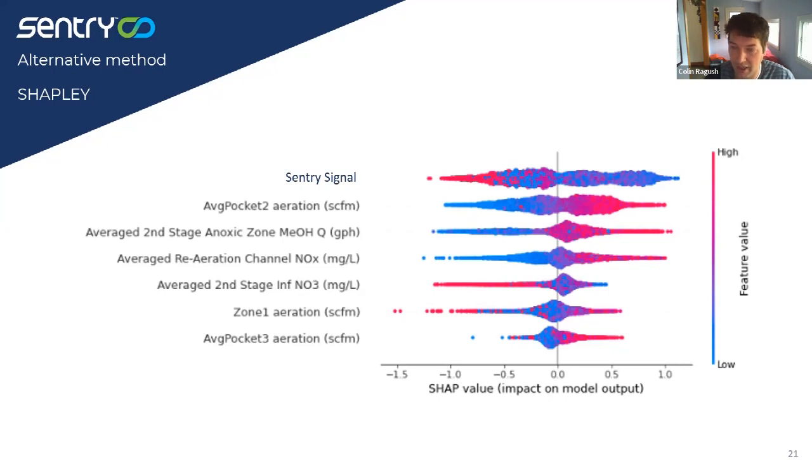And so Sentry is the most important one. It's also the broadest. And a good litmus test too is we know Sentry is going to be related to the amount of organic carbon coming in. So the more red it is, the lower the Shapley value. And so we see that as the case. And aeration is the opposite. The higher the aeration, the higher the SHAP value, because more aeration means more dissolved oxygen. So it's a second way that Sentry has really shown its strength.